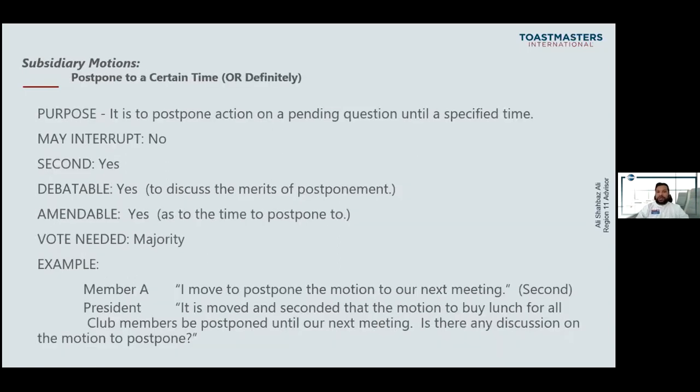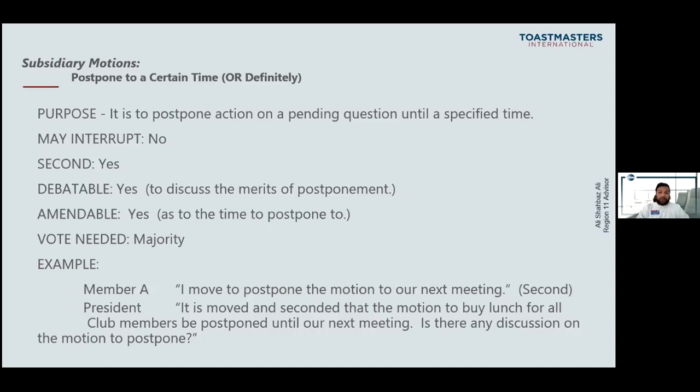Postpone to a certain time. This is the last motion we are discussing for this series. Postpone to a certain time. Now, there is a motion on the floor and we are not sure about it. Should we go ahead with this? Do we have enough time in the agenda?